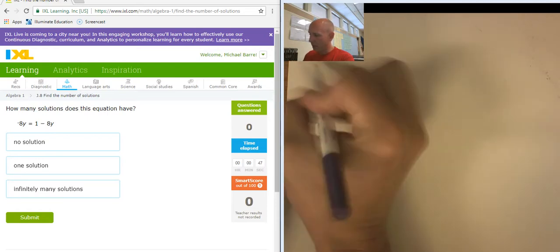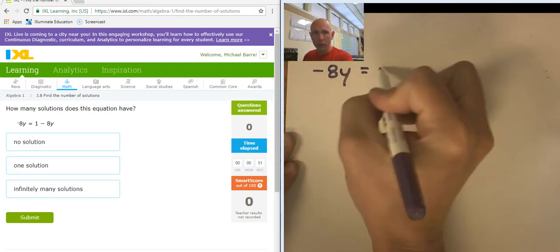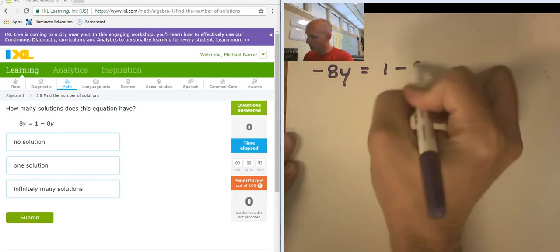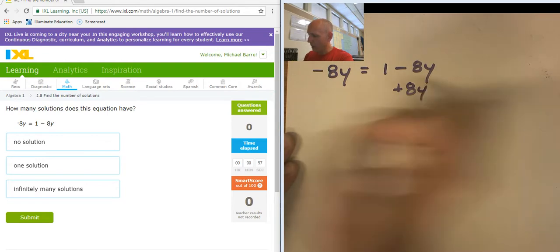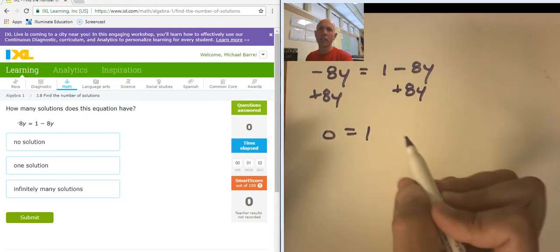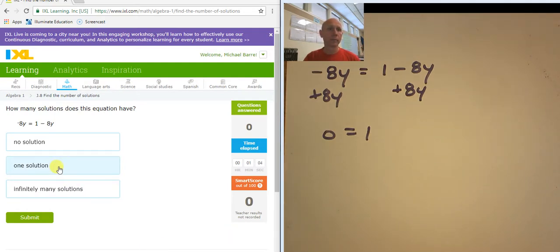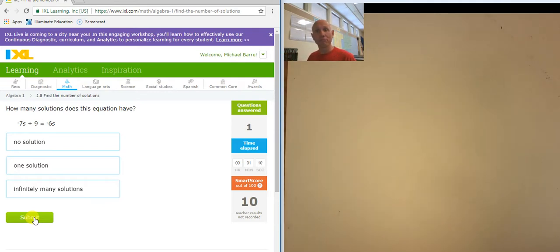So if I have negative 8y equals 1 minus 8y, notice if I add 8y to both sides, I get 0 equals 1. And what does that tell me? That tells me there's no solution. No solution. So just write down the equation, start solving it, and then make the decision at the end.